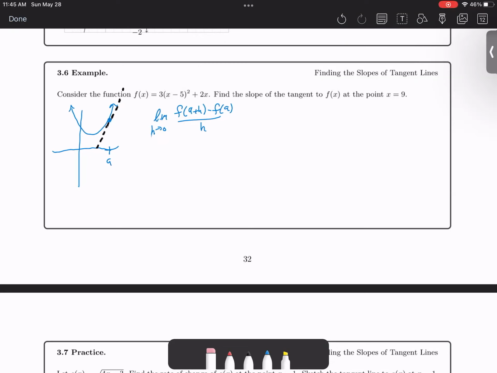Okay, so let's go through this. We're going to take the limit at the very end, so you're really just going to copy down that limit sign until you're actually ready to take the limit. What is the function value at 9 plus h? So let's work on f at 9 plus h. If I plug 9 plus h into f of x, that will be 3 times 9 plus h minus 5 squared plus 2 times 9 plus h.